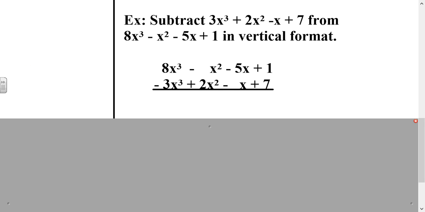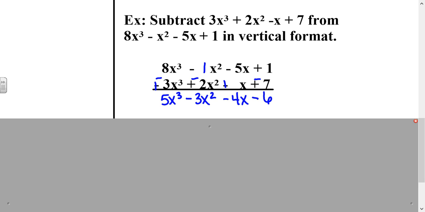And something else that you can do, an expression that I've heard other teachers use, is draw the line, then change the signs when you're subtracting. So after we've written our problem and we draw our line, we can change all the signs. So this becomes plus a negative, and then positive, and then negative. So now we're actually adding, and it makes it a little bit easier. So 8x cubed minus 3x cubed would be 5x cubed. And then negative 1 plus negative 2 would be negative 3x squared. Negative 5 plus 1 would be negative 4x. And then 1 plus negative 7 would be negative 6.